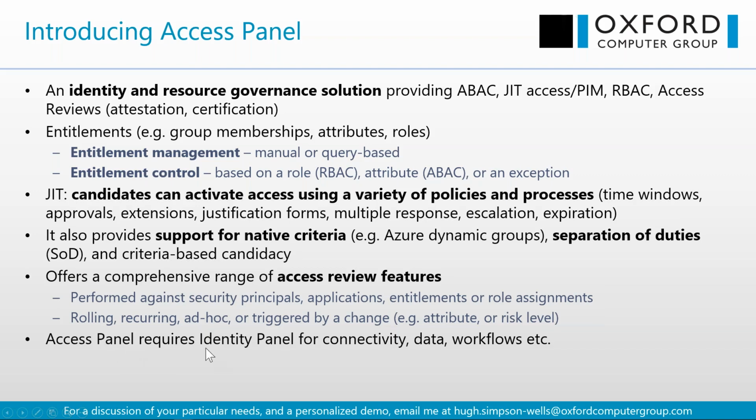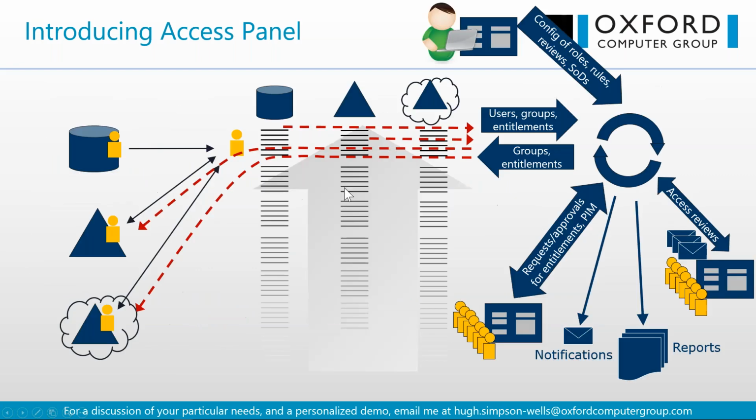Access Panel, as with all the other applications, requires Identity Panel for its connectivity, data workflows, and so on. Now, if we view this diagrammatically, what we're saying is that we've still got the same setup, the same basis, we've got our providers, or connectors if you prefer, we've got our silos. Now what we're doing is pulling data from them and configuring all sorts of roles, rules, reviews, separation of duties, and so on. There is a synchronization process, which crunches the data and as a result, sends entitlements out to wherever they're needed.